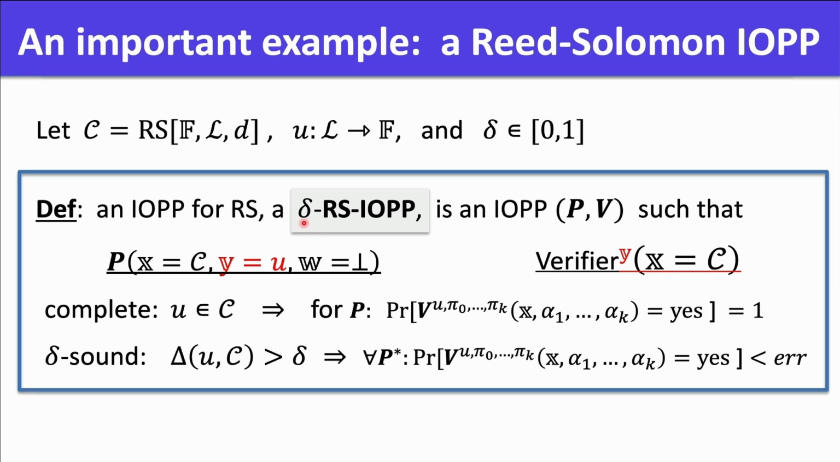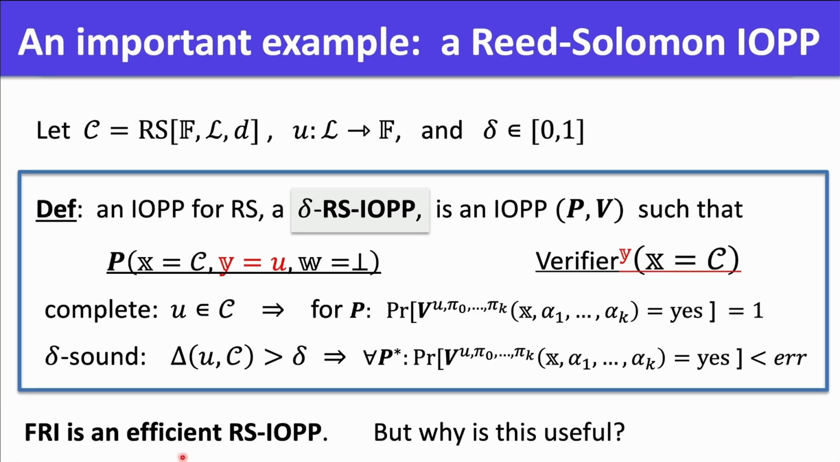So what does it mean to build a delta IOPP for this relation? The IOPP has to be complete, meaning that if U really is in the code, then the verifier will always accept the interaction with the honest prover. But if the distance of U from the code is greater than delta, then the verifier will accept only with negligible probability. In other words, the verifier will almost always reject. So again, a Reed-Solomon IOPP makes it so that given a committed word, if the word is in the code, the verifier will always accept the interaction with an honest prover. But if the word is delta far away from the code, then the verifier will almost always reject that word.